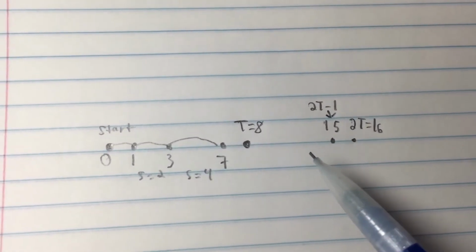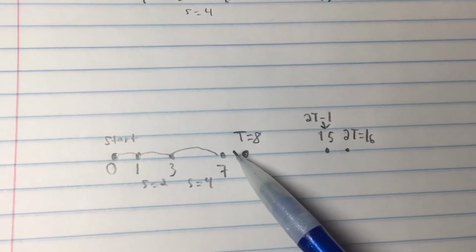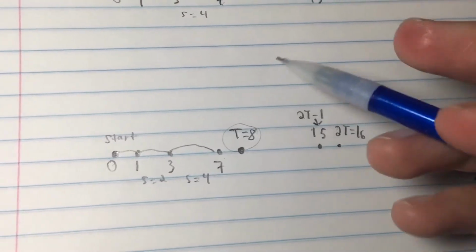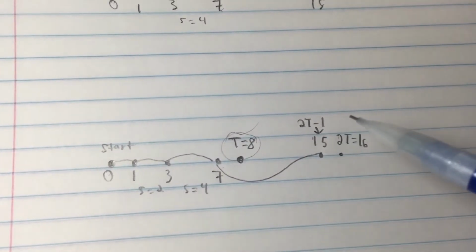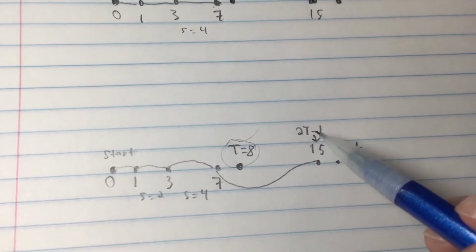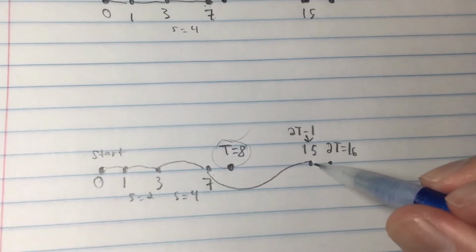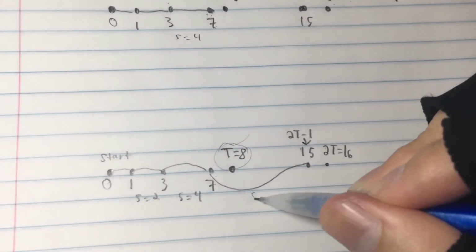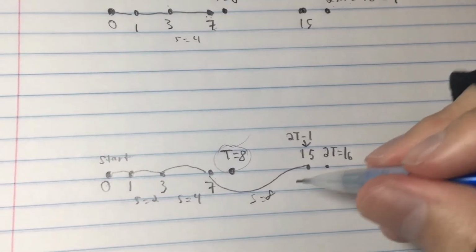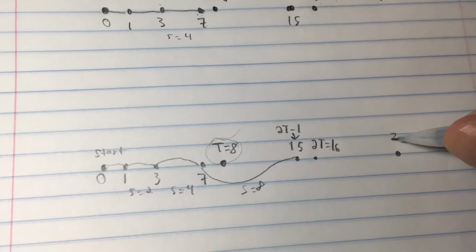So the most we can ever overshoot our target in a single instruction is that we will always end up at 2t minus 1 at most. And we could just keep going, right? Our speed here was 8, so we could increase our speed to 16 and then keep going out here to, say, 31.